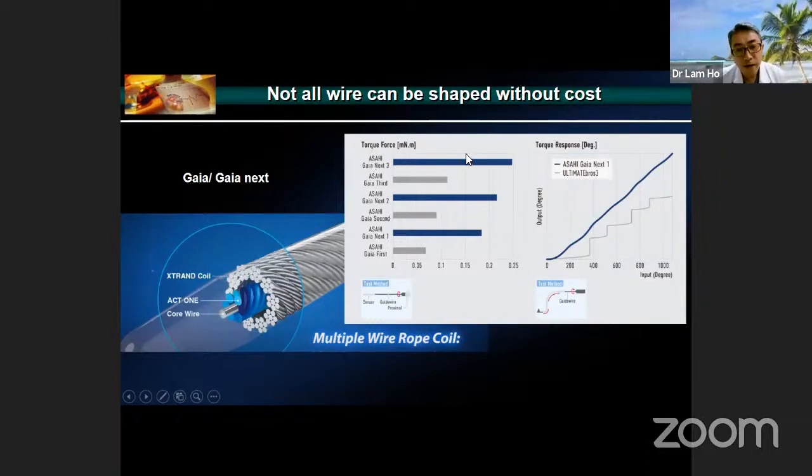Not all the wire can be shaped without a cord. For example, the Gaia wires are all pre-shaped because the structure is very complex, so that they can maintain this one-to-one torque. If you want to shape it with a secondary curve, or a very big primary curve, it may damage it. Actually, for this wire, the torque control can be damaged if you shape it a lot.